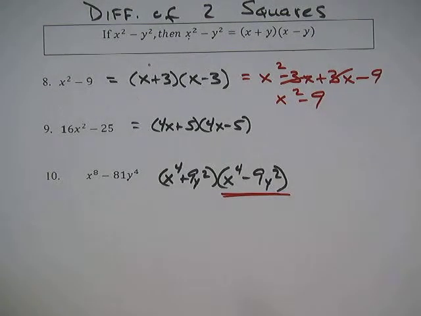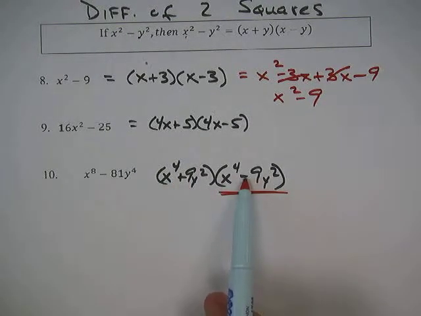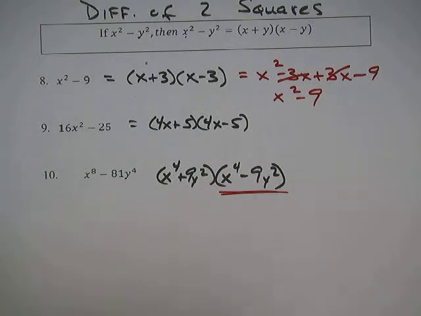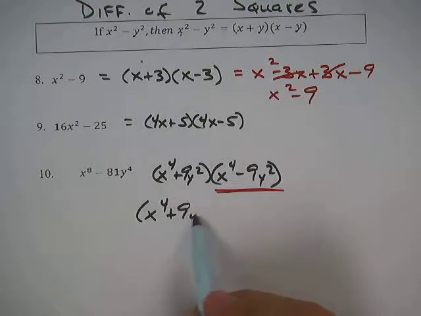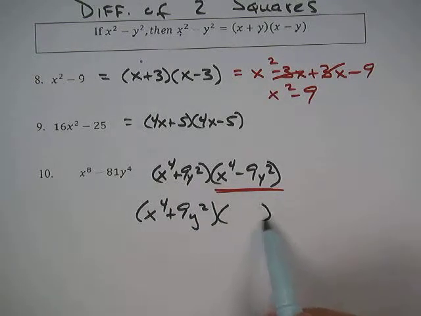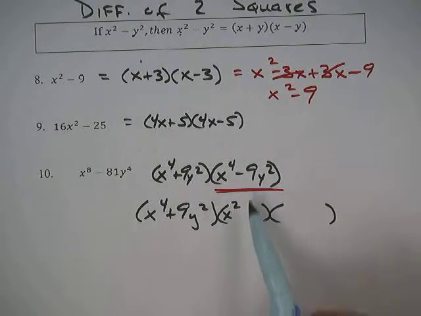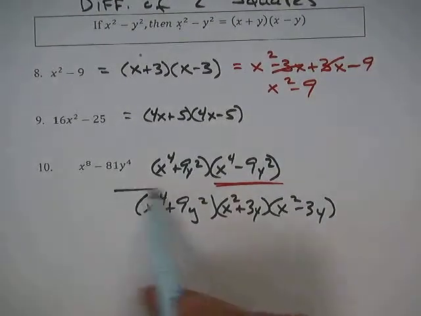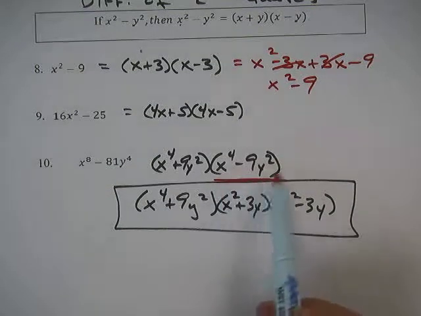Now, hopefully what you noticed is that this factor that we got right there is a difference of two squares again. This one is not because it says plus, but this one says minus. This is a perfect square, and so is this. So I can actually factor even more. So I'm going to bring down the first one. And then this one will factor more. Square root of x to the 4th is x squared. Plus square root of this is 3y. And then x squared minus 3y. And now I am done. Okay, nothing else can be factored.